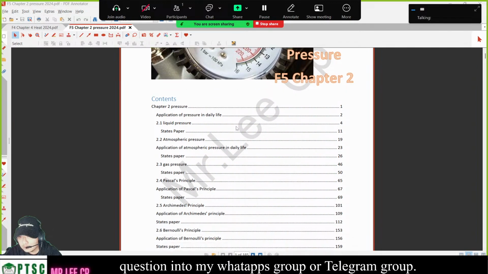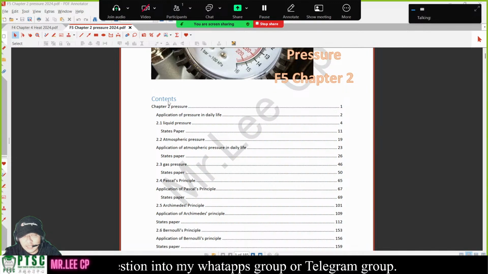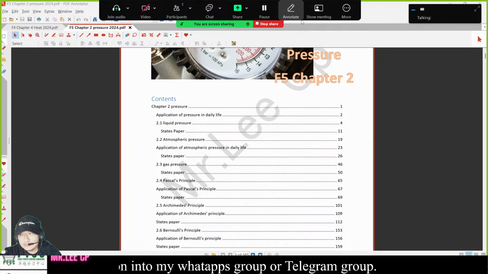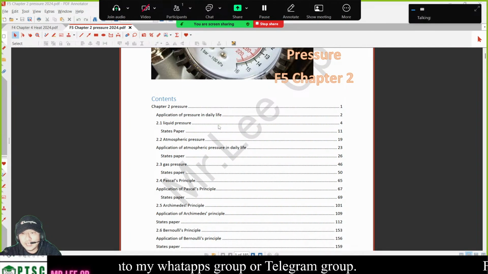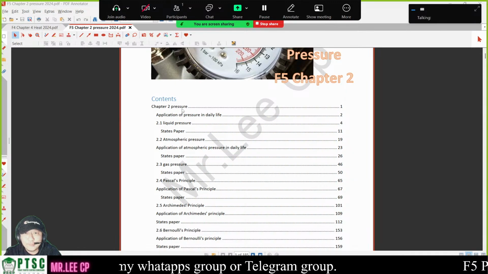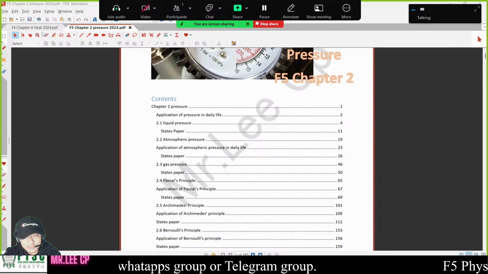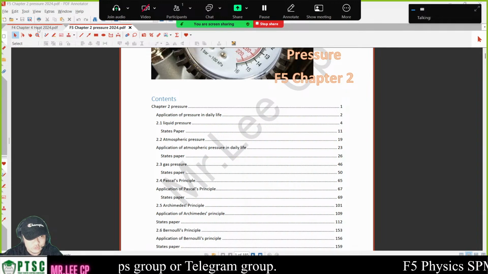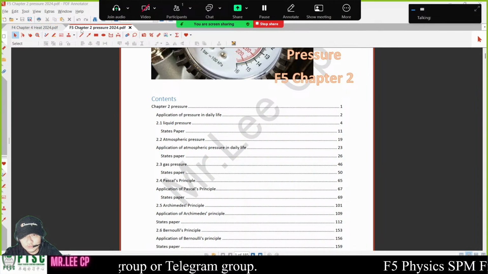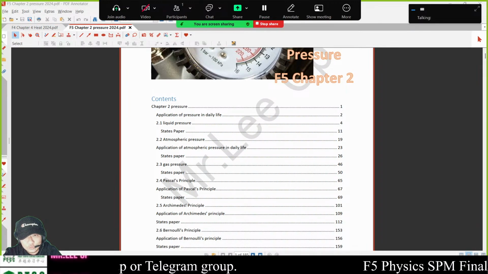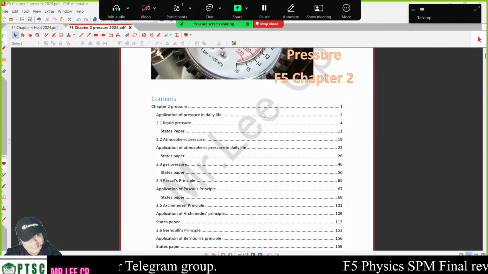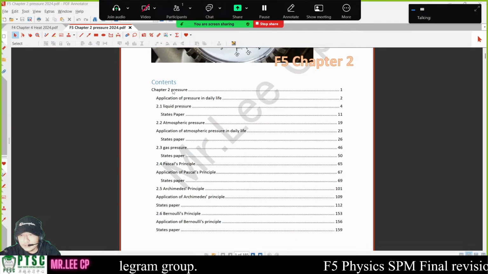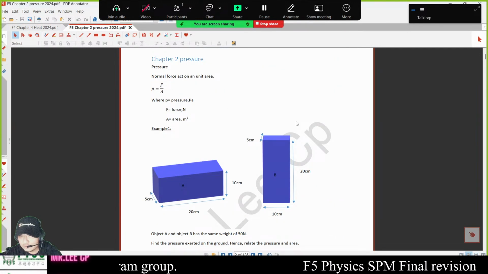So let's start. One of the essay questions that I think will come out is pressure, and then heat. Tomorrow I'll give you another two. After I do pressure, then I'll do heat. So we go through what pressure is.